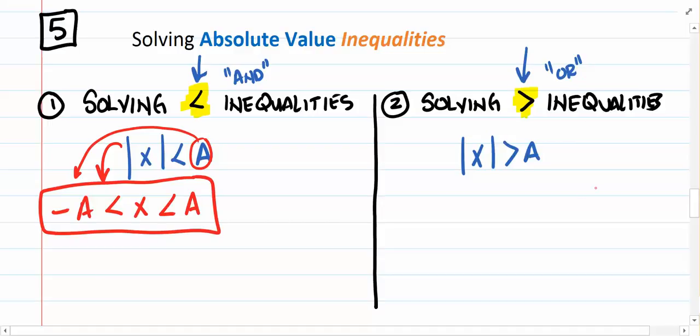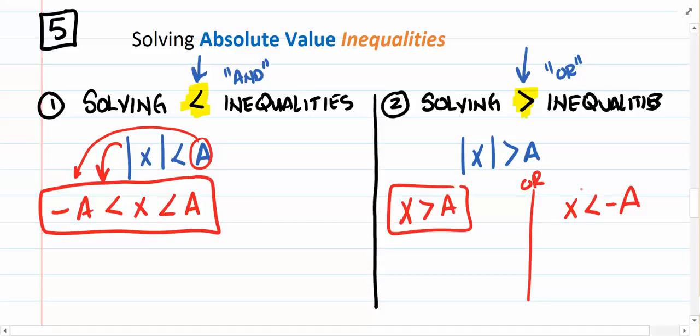Well, in this case, if I have the absolute value of x is greater than a, I set up two distinct inequalities. I say, well, that means that x has to be greater than a, or x has to be less than the negative of a. So this is saying I'm either way past a on the right, or I'm way past a on the left. So we set up two distinct inequalities for solving greater than inequalities. The number one mistake is setting up the inequality wrong when you first start.